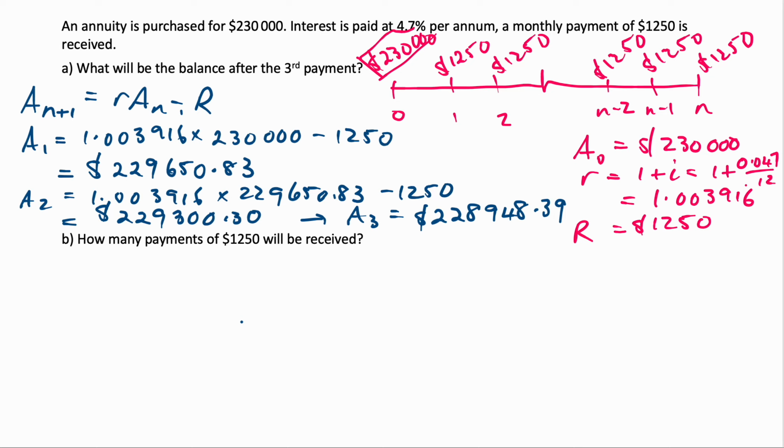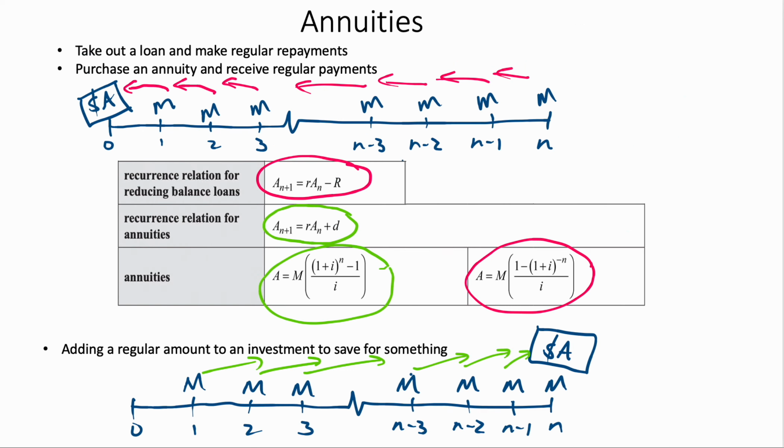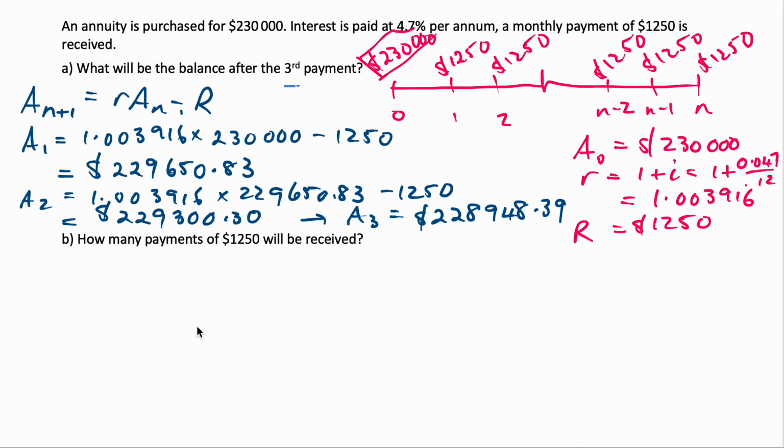So now we're looking at the big picture. When we want to know what our N is, how many of these payments, we're looking at the overall situation. So going back to our formula sheet, we've got our lump sum of money here with all these regular payments, and we want to know how many. So it's the formula with the negative N in it that we're going to be using.